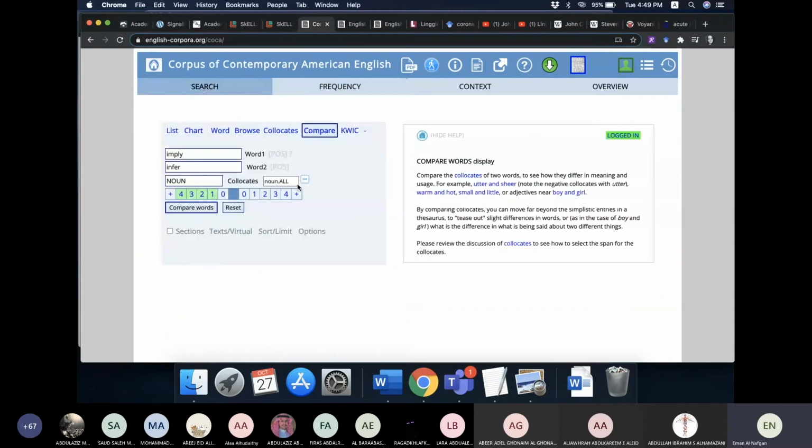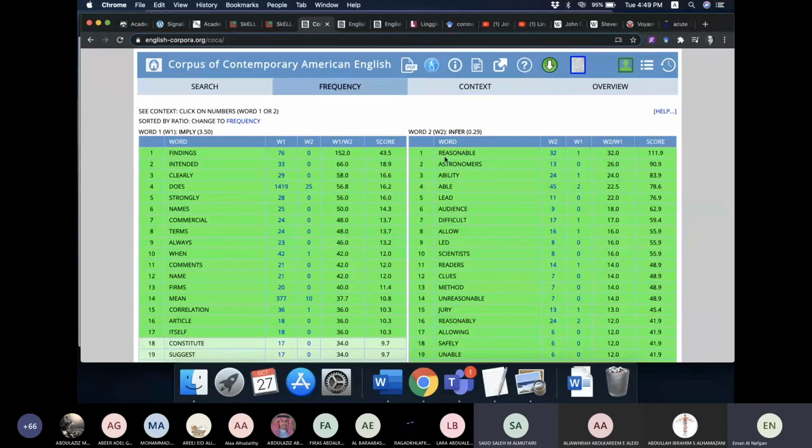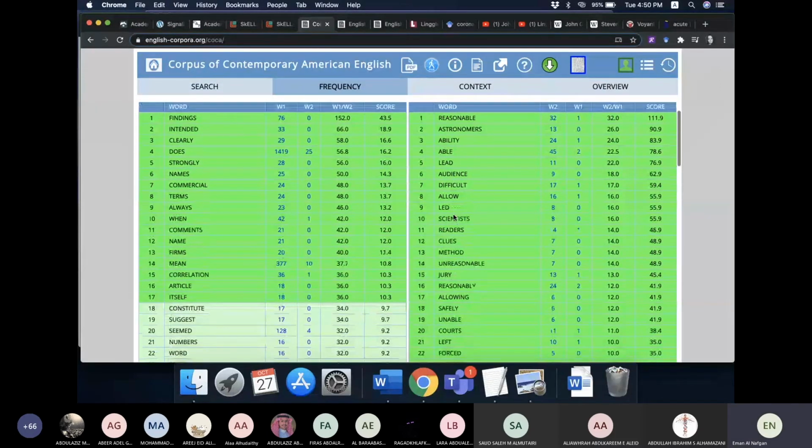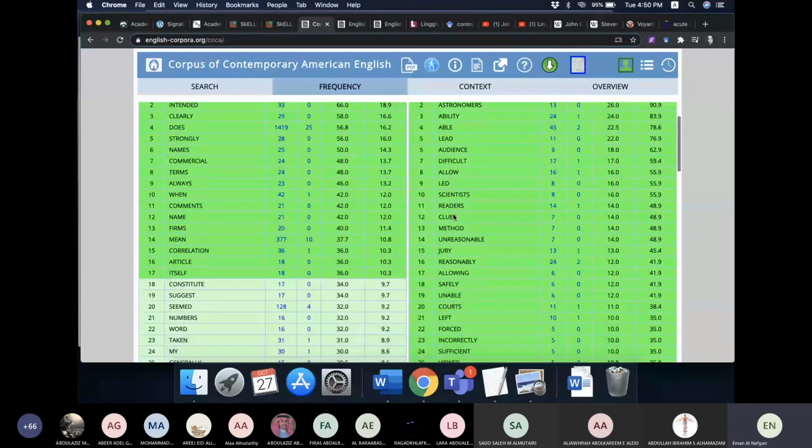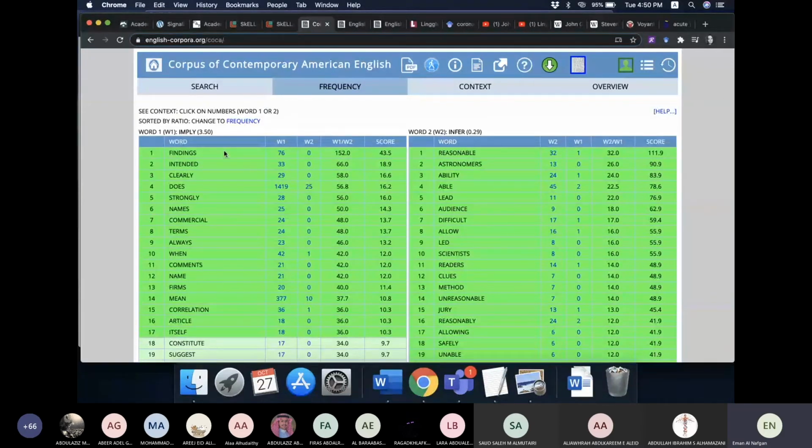Now, if we go back and we just say, forget it, we don't want a part of speech. Let's see what we get. What do we get now? Imply is still more common. The numbers haven't changed up here. But we get more things to look at. And which one of these, which group is people and which is things?